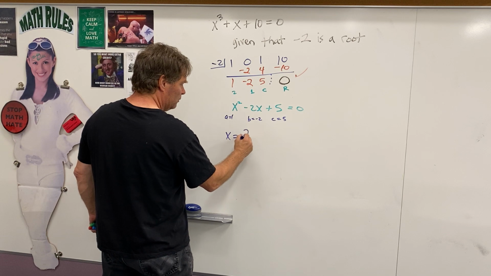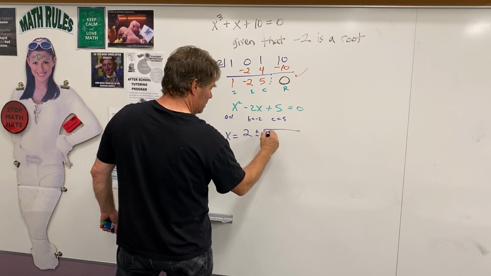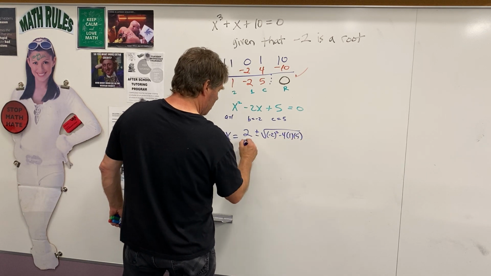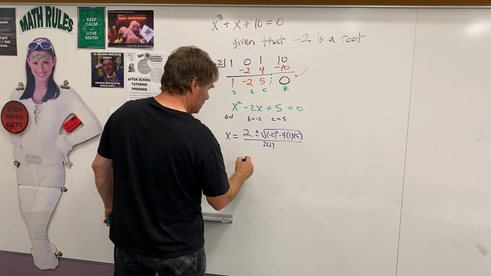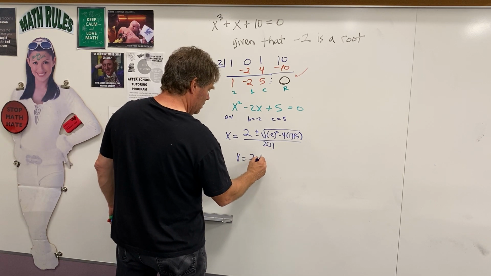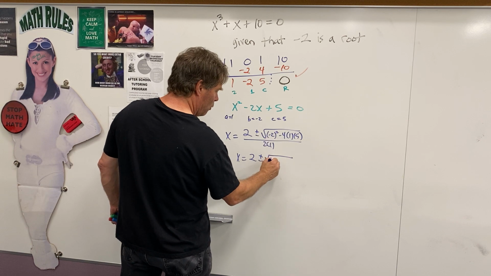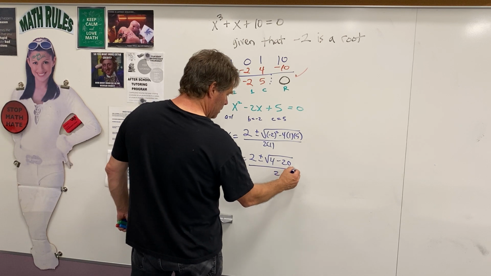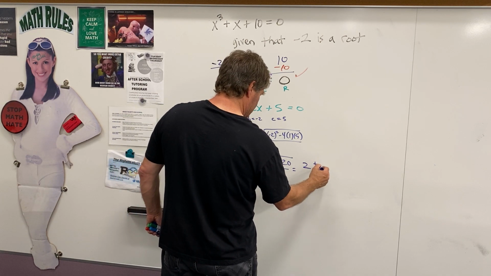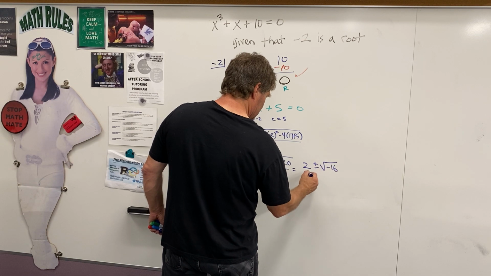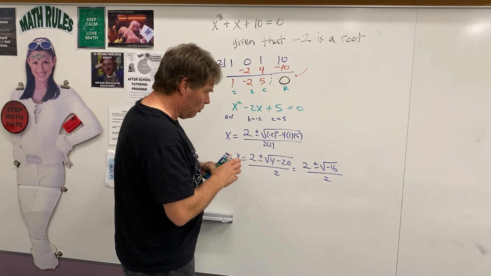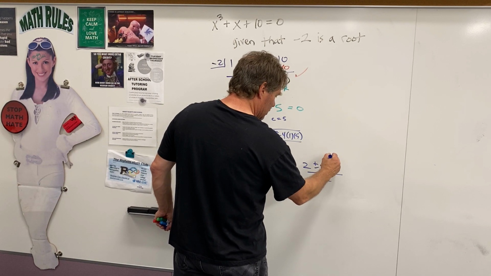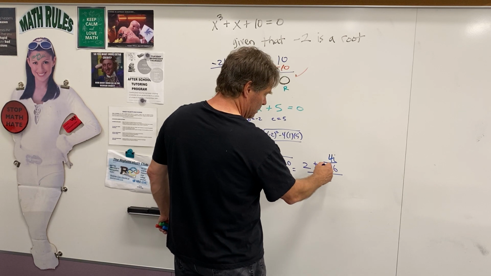x is the opposite of B, so regular 2, plus or minus the square root of B squared, which is -2 squared, minus 4AC, 4 times 1 times 5, all over 2A, 2 times 1. So x is 2 plus or minus the square root of 4 minus 20 over 2. That's going to be 2 plus or minus the square root of -16 over 2. You say, oh my gosh, square root of -16. Oh my gosh, gouge out the i's. It's going to be 4i, right? Square root of -16 is 4i.